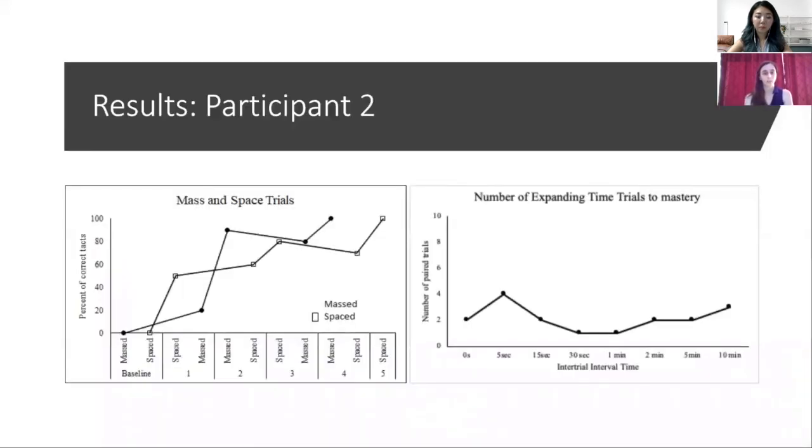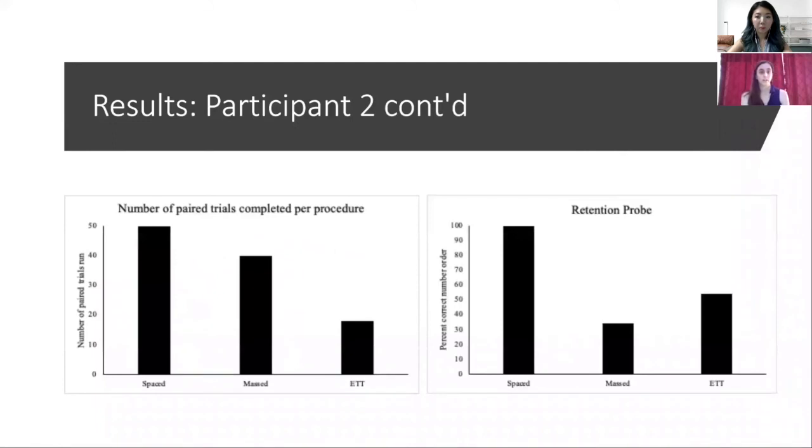For participant 2, they did reach mastery criteria on session 4 for mass trials. Space needed to continue, as this day they got 70%, and they would have required 2 more trials to reach mastery criteria of 80% times 3. Number of time trials to mastery, they ended up doing around 3 trials at 10 minutes. Number of paired trials completed per procedure, space is 50, mass is 40, and expanding time trials was 18.